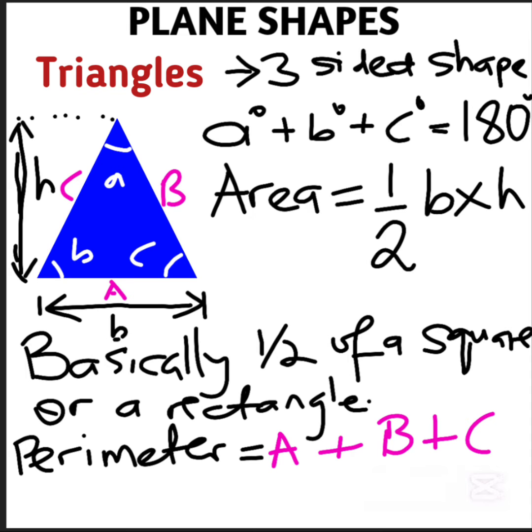It's time for us to talk about another plane shape, very interesting, known as triangles. Triangles are three-sided shapes in which the sum of all the angles in this triangle gives us 180. Also, the area of this triangle is half base times height, which is basically the area of a square divided by 2. So a triangle is basically half of a square.